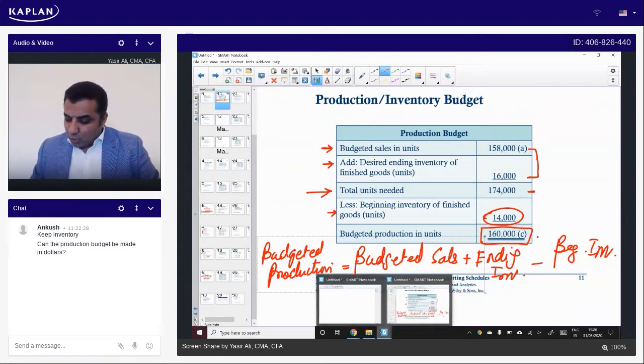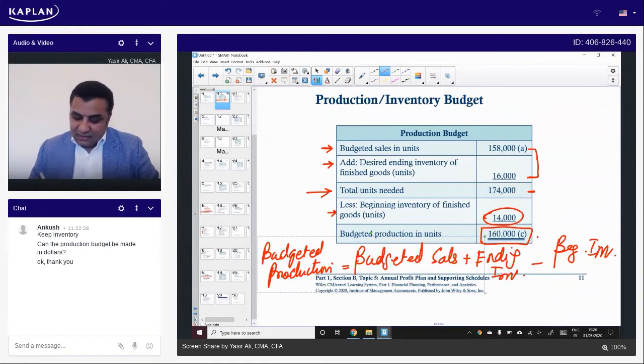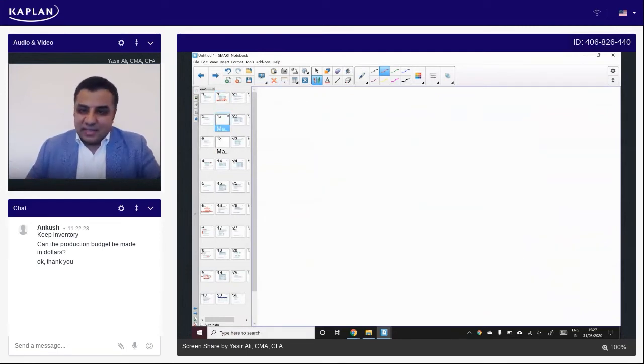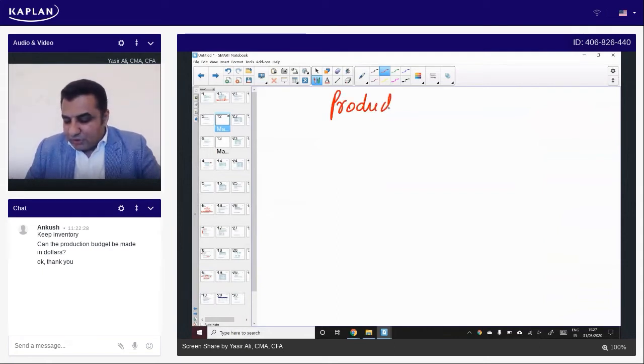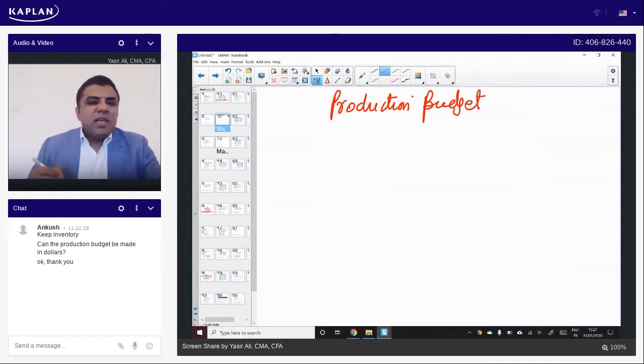Now what I want to show you here is that the exam question is not that straightforward. You are given budgeted sales and ending inventory and beginning inventory, and you have to calculate the units produced. So let me give you an exam scenario here. We are still on the production budgets, and we have to calculate in units. So let me give you a typical exam scenario, short but exam scenario, and that will go a long way.